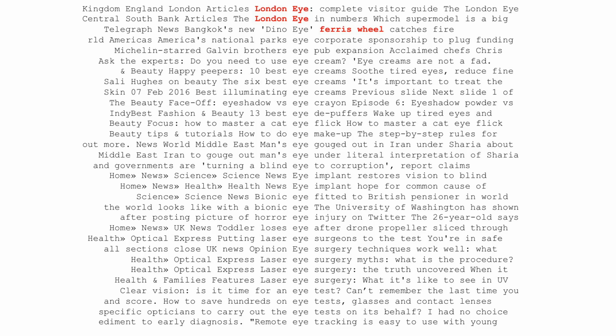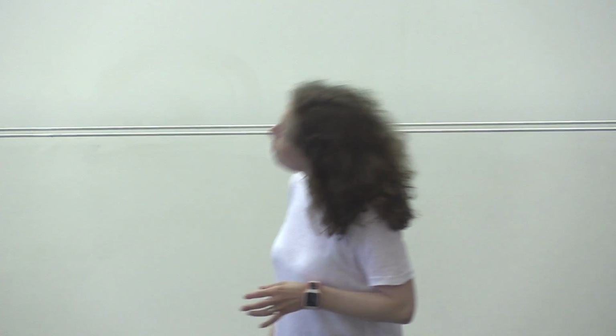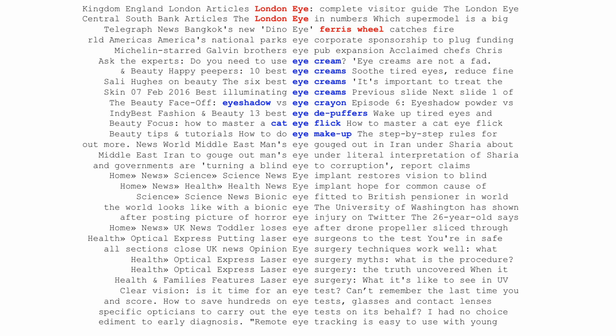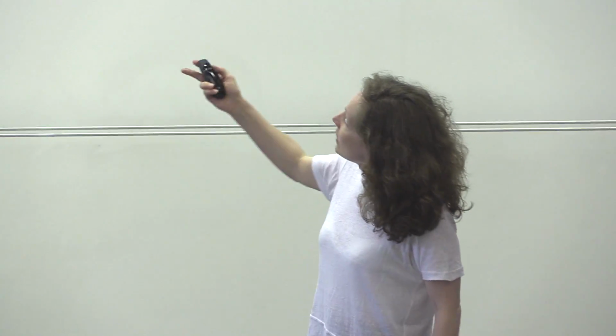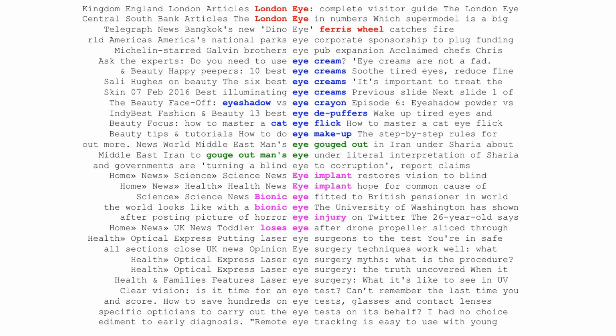So if you look at this, you can see that eye occurs together with London Eye, and that is then the Ferris wheel. Or eye occurs a lot with eye cream and eye creams and eyeshadow and lots of stuff to do with eye makeup. Okay? You can already tell where this text is coming from. Then you have things like man's eye gouged out in something where people took the Sharia law quite literally and did an eye for an eye, and that resulted in this situation. You have things like eye implant, bionic eye, and there's no reason why they are there together. And then you have eye surgeons and eye tests, and I keep that for later.